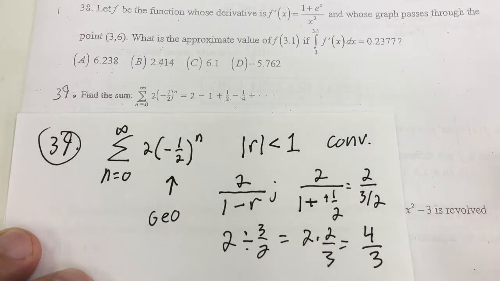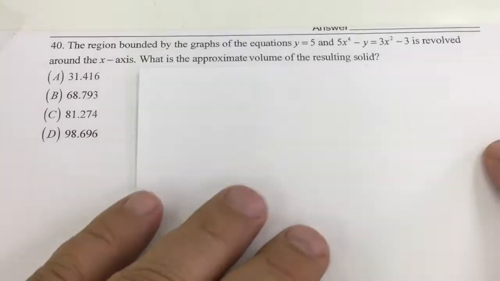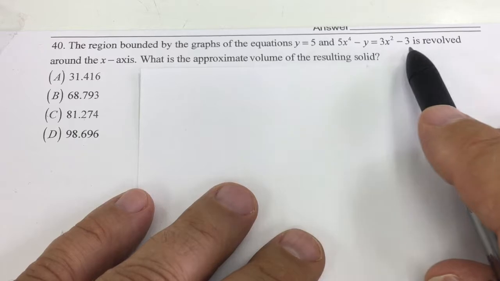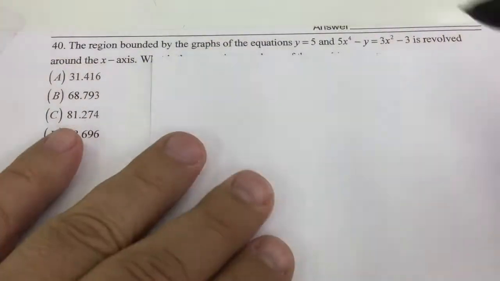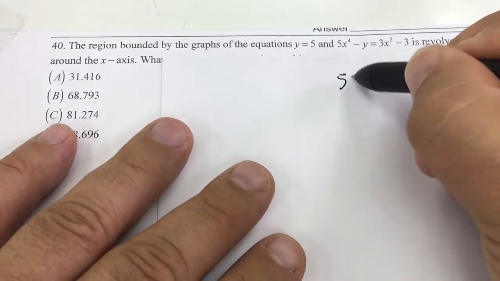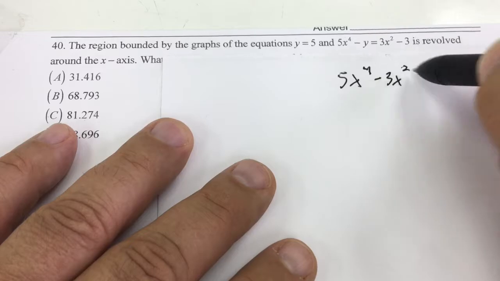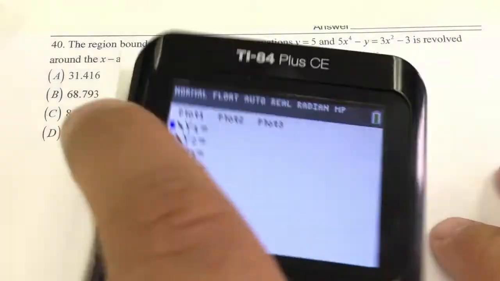So the answer is just going to be 4/3, which in this particular problem is choice A. Volume of revolution: I have y equals 5, and I have this crazy equation of x to the 4th. So I want to solve that for y so I can put it in my calculator. Let's see here. I'm going to add y to both sides, subtract 3x squared, and add 3 to both sides. So that's going to give me 5x to the 4th minus 3x squared plus 3 is equal to y. And I want to enter that and y equals 5 into the calculator.